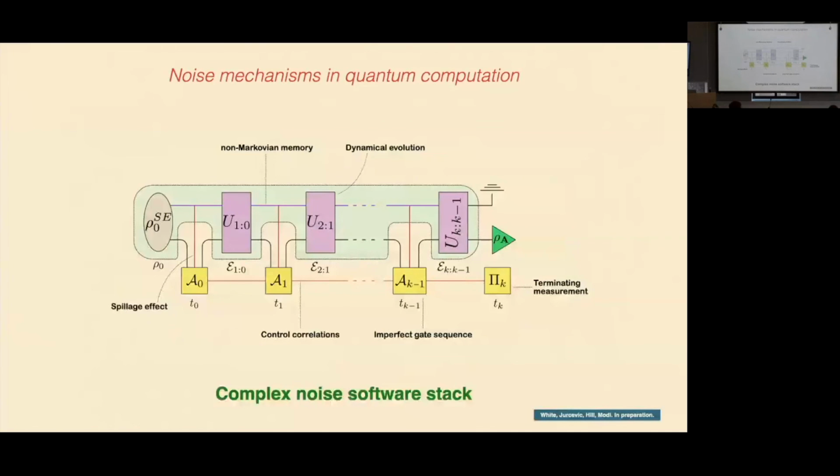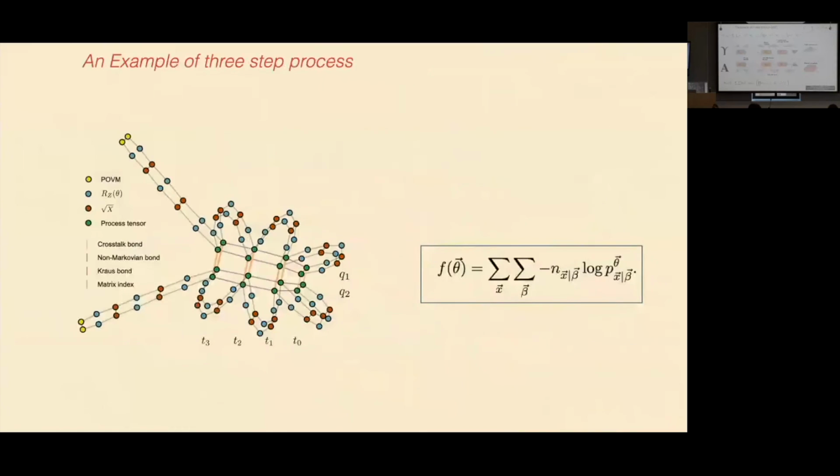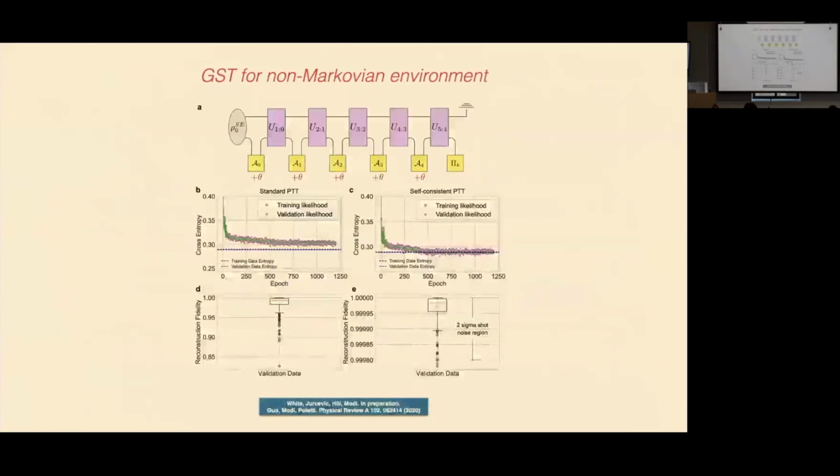Okay, so let's make it self-consistent. I think I have no time, so I'm just going to say that it can be done. We use the work by Torlai, and that's actually similar to something that we did in 2020. We did it multi-time, they did it multi-state, and we can do a self-consistent, non-Markovian GST. That is easy to do, and this uses tensor networks.